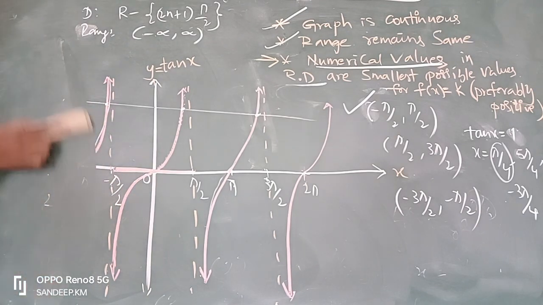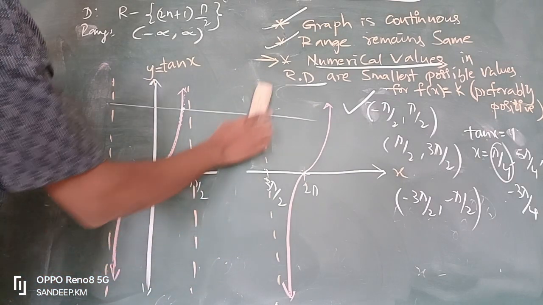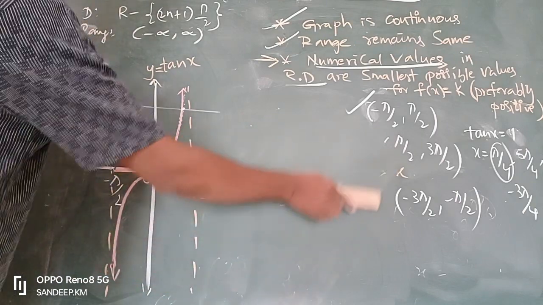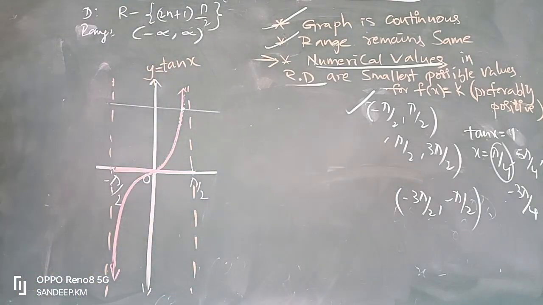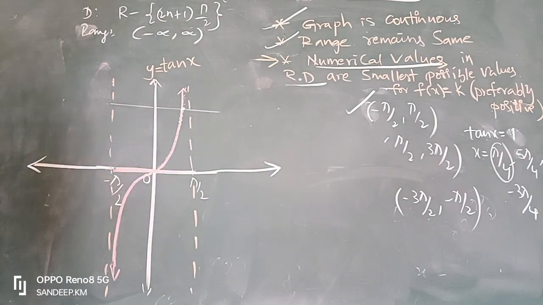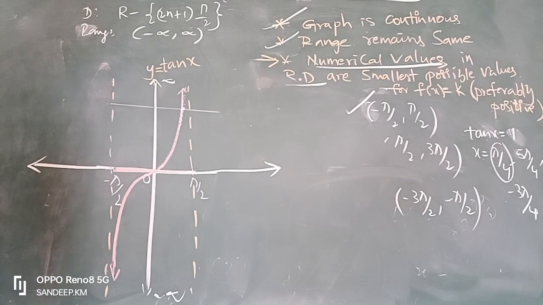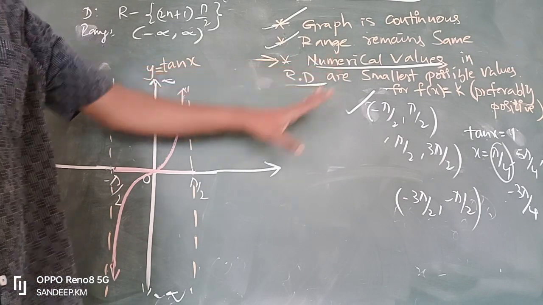Now when I am restricting the domain only between minus pi by 2 and plus pi by 2, look at the graph of y is equal to tan x. Here is the graph of y is equal to tan x in its restricted domain between minus pi by 2 comma plus pi by 2. So in its restricted domain, the tan x graph is continuous. You can draw it continuously. Second thing, the range remains the same. The range is from minus infinity to plus infinity. And third thing is, we have got the numerically smallest values.